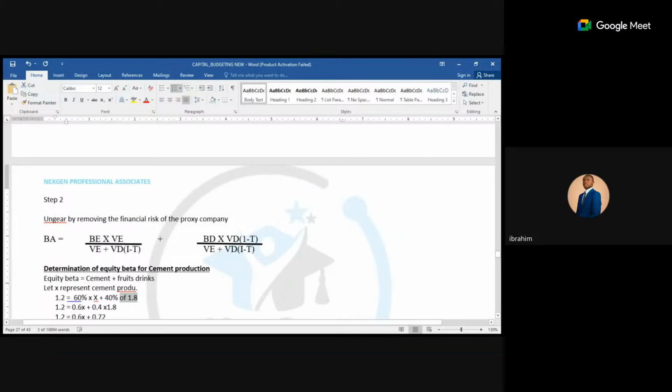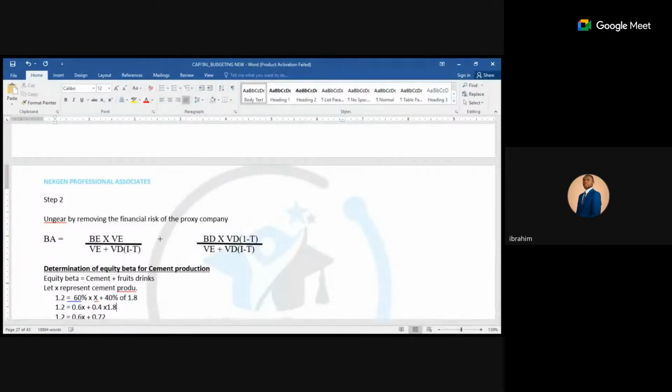Because they gave you 1.8, just use it. No, now 1.8 is already greater than 1.2. They tell you that they've given you the equity beta of the two productions to be 1.2. So you cannot use only 1.8, because the 1.8 here is already greater than the 1.2 that it is equal to. So that's the reason why they did not give you the 40% for the fruit, because you cannot have two unknowns.